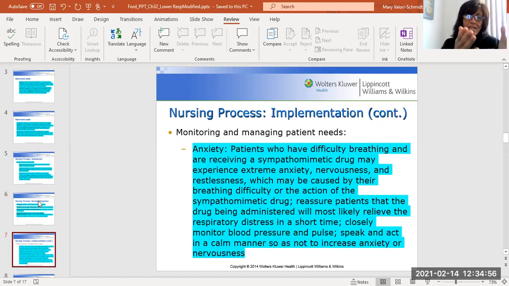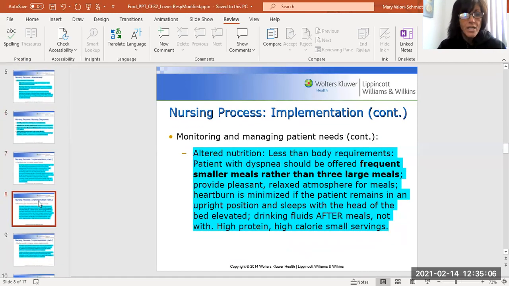Here are the actual implementation or interventions for each of those four. So make sure you read through, like this is the one for anxiety. Here for altered nutrition, people should be getting small frequent meals, not 3 big meals a day. They shouldn't be drinking while they're eating. They should drink after they're eating. Think high protein, high calorie, big bang for the buck, right? Keep them in an upright position after eating, etc.